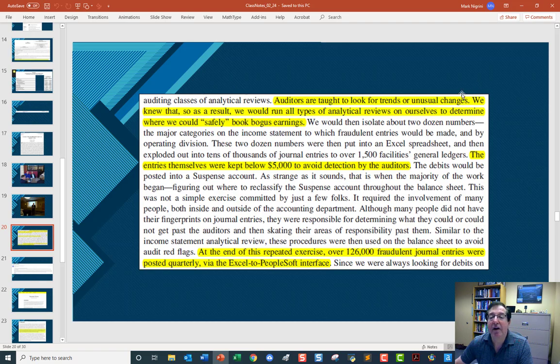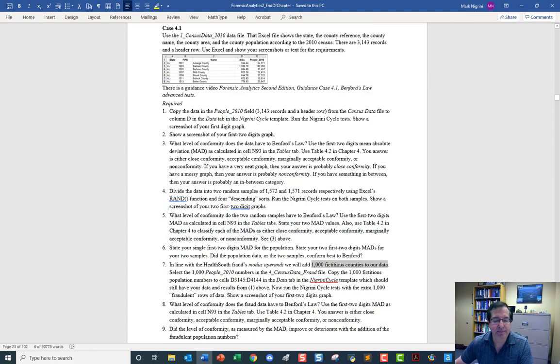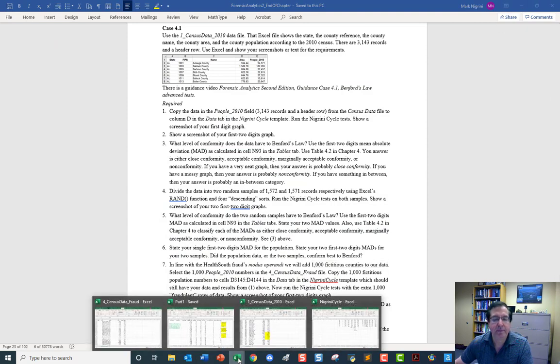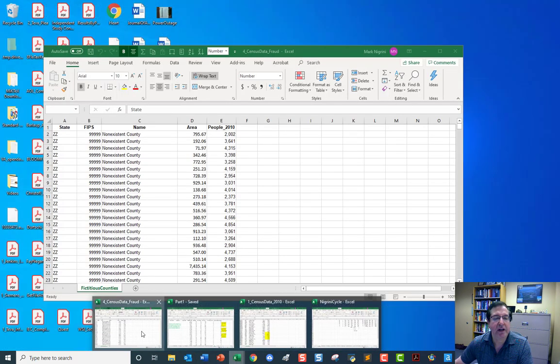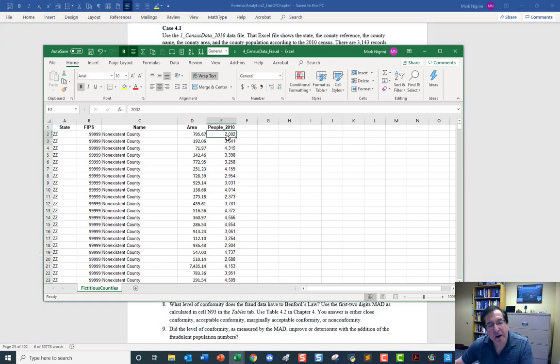So let's get back. What I did was I sort of invented some county data. Here it is. And I invented population numbers that were below 5,000, but higher than 2,000, because why do a fraudulent journal entry for 50 or 100? It's not going to help you very much. So I kept my numbers from 2,000 to just under 5,000. And I have 1,000 of them here.